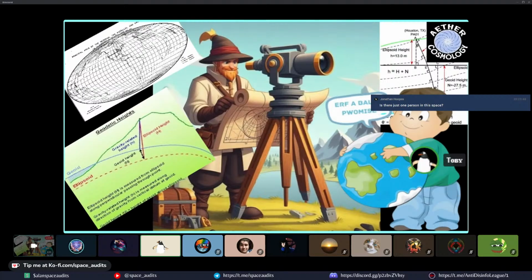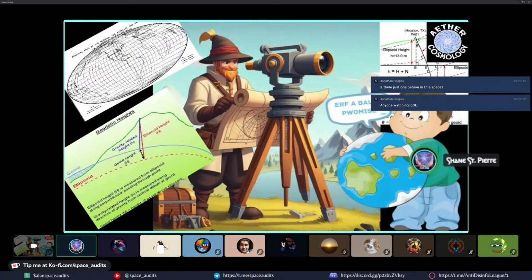So then what was the phrase that I was looking for? I think it's just diffraction is what I was thinking of earlier. Well, the deflection of the vertical means that they can't actually determine level. That's what I was trying to figure out.